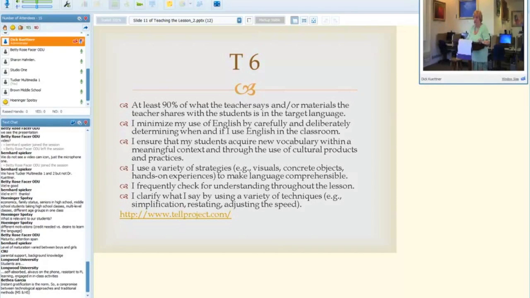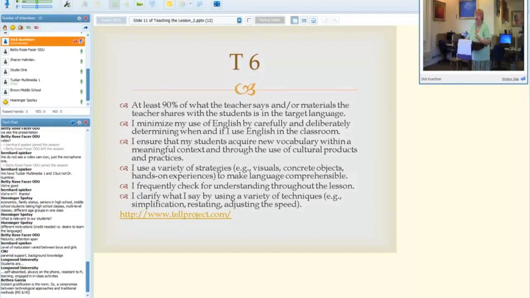You have to be self-monitoring to a little extent, or become proficient at immediately circumlocuting with your language so that they can understand that one thing equals another thing. I ensure that my students acquire new vocabulary within a meaningful context and through the use of cultural products and practices. The 5 C's come in here from ACTFL: the products, the practices, and the perspectives, and the new vocabulary.